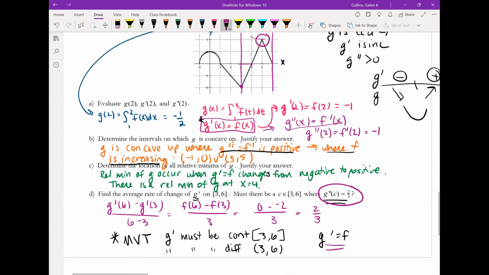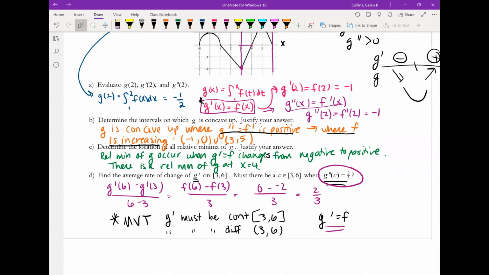I know that's a lot to think about, and these questions get a little bit meta when we're using f to describe g, but that's what makes it so fun. All right, that's what we've got in section 6.3.